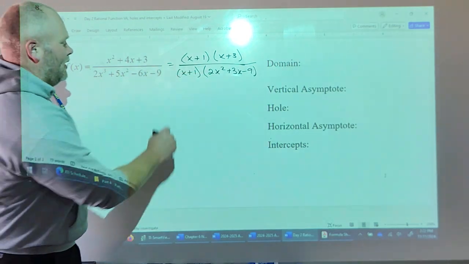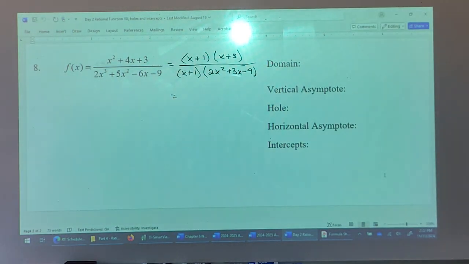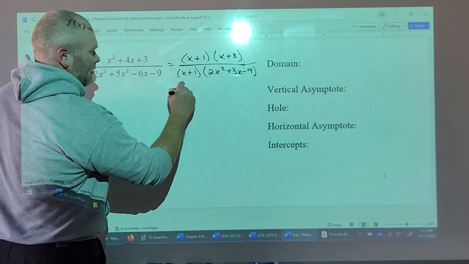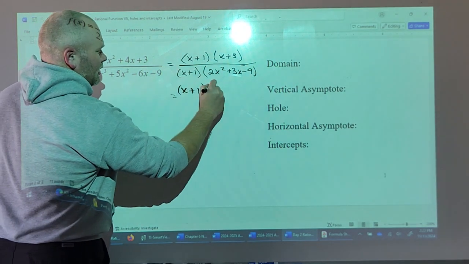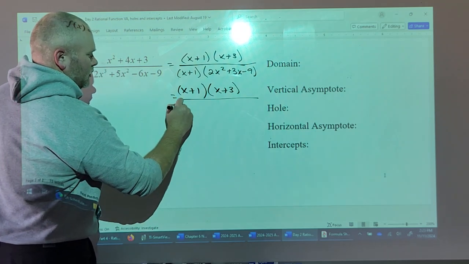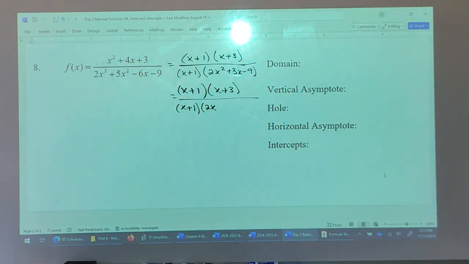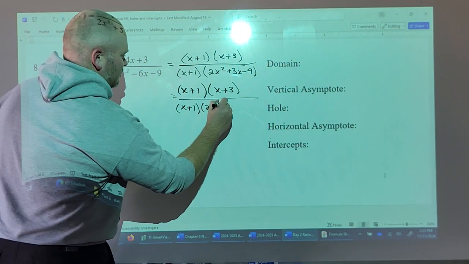Now check to see if that quadratic can be factored, which it can. So we'd have x plus 1 on the top with x plus 3. On the bottom, x plus 1, we'd have what, 2x plus 3? 2x minus 3.